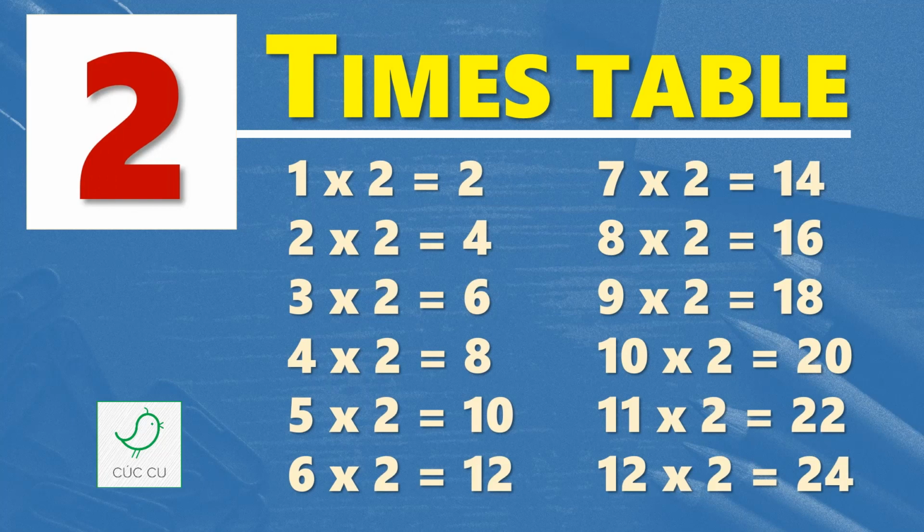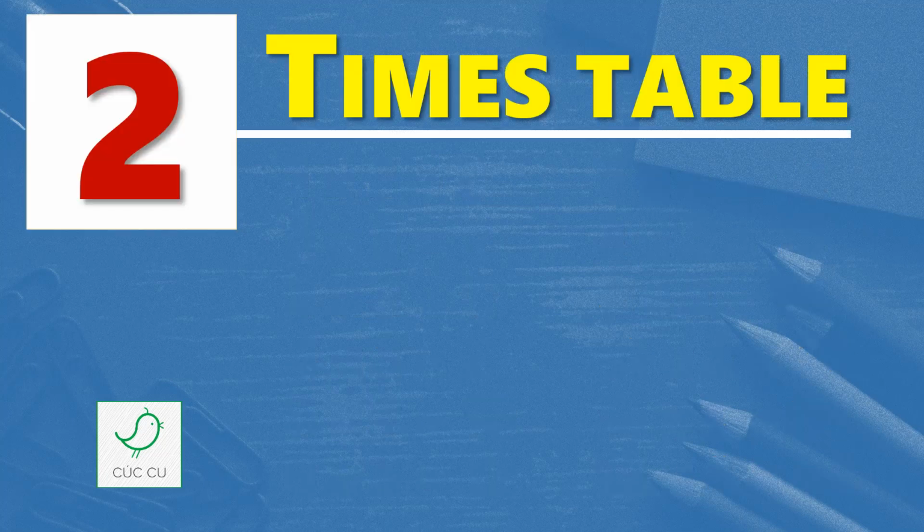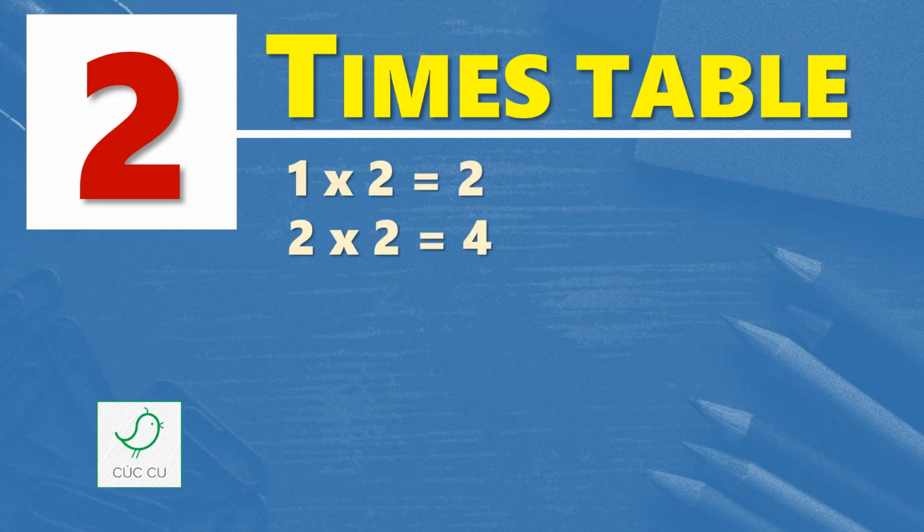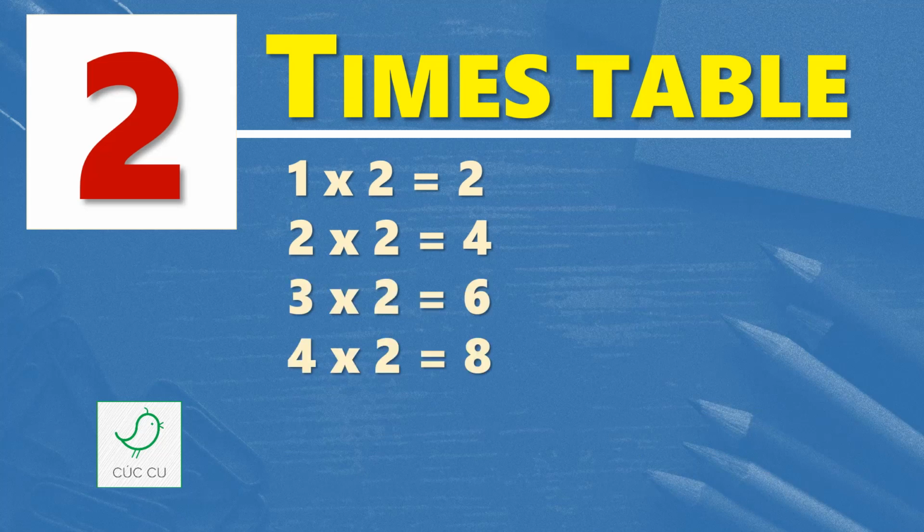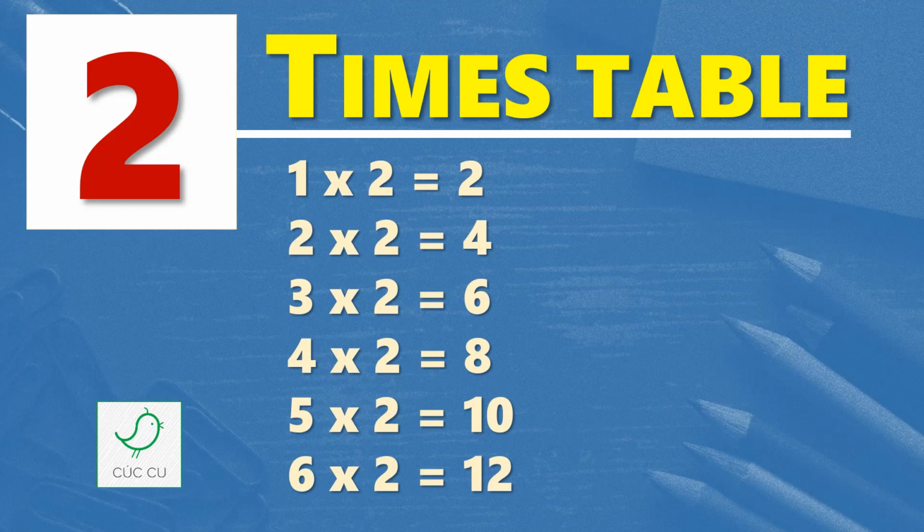Multiplication table of 2. 2 times table. 1 times 2 is 2. 2 times 2 is 4. 3 times 2 is 6. 4 times 2 is 8. 5 times 2 is 10. 6 times 2 is 12.